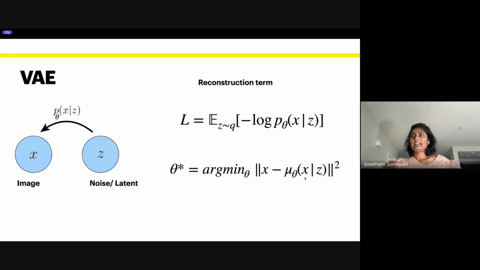Let's try to understand what it means. It means this neural network takes some noise z and predicts the mean of a distribution, and we want our real sample x to be as close to this mean as possible. That's why this term is called the reconstruction term, where we are using a neural network to predict back the image given the noise. So is this good enough to train a neural network?